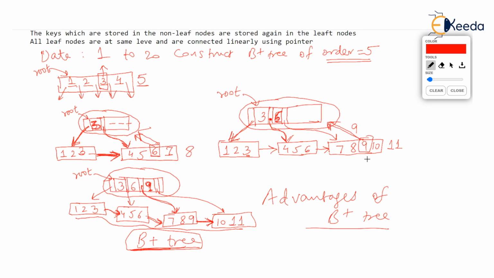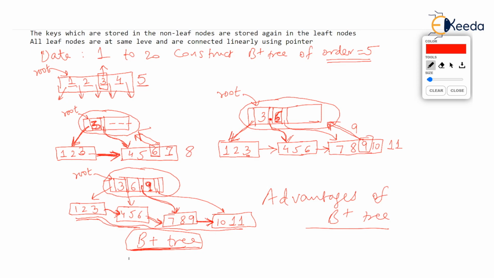So what's the advantage of this? If all the keys are there in the leaf nodes, now listen, imagine you are asked a query: search all values which are 6 or larger than 6. Then your answer should be I found 6, 7, 8, 9, 10, 11, because 6 and larger than 6. You want to locate all these values, isn't it? So how is B plus tree going to help you in doing that?